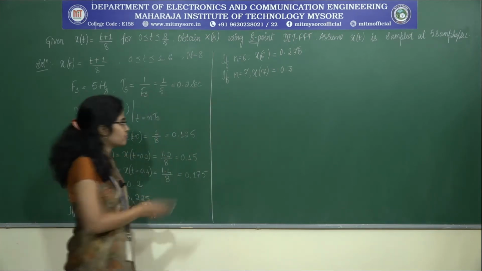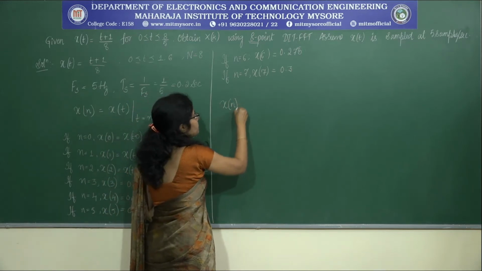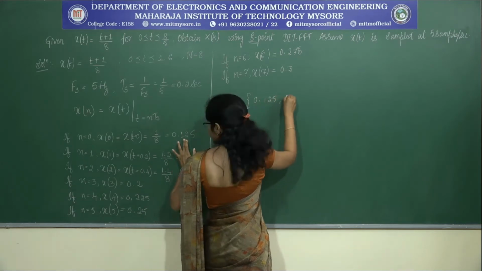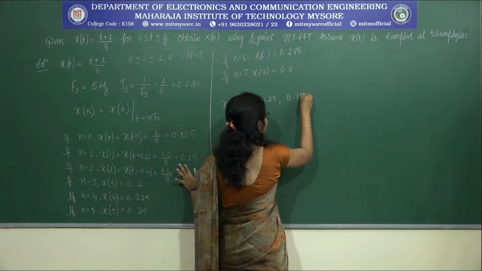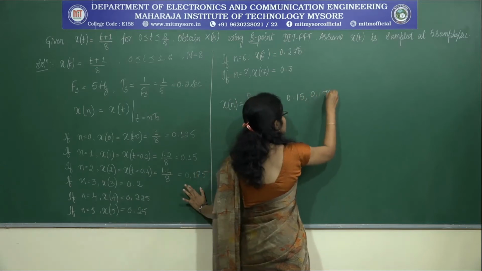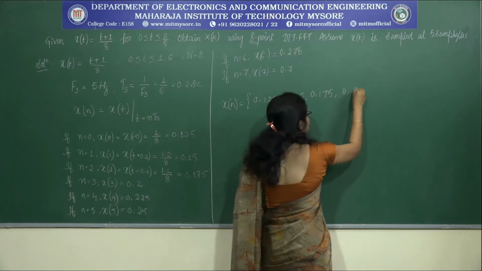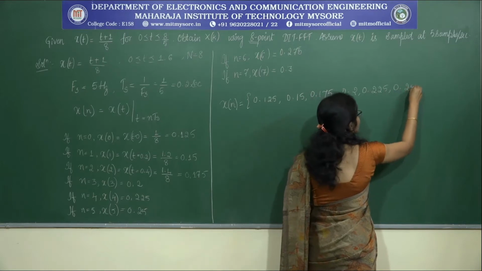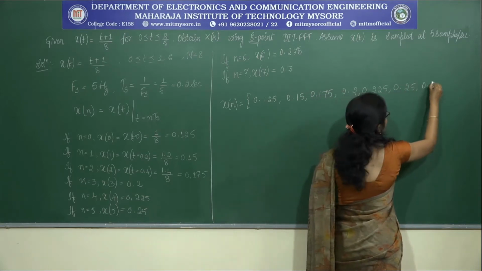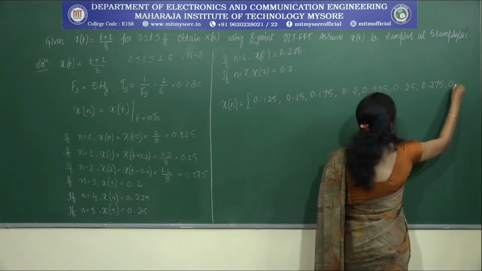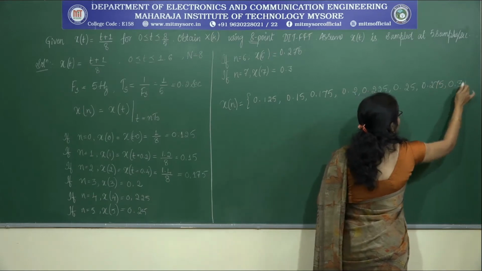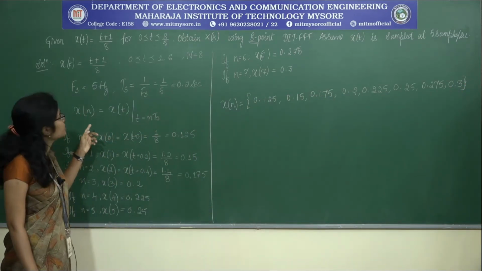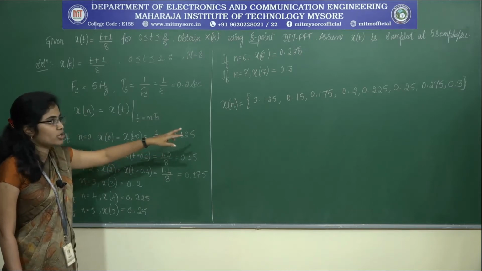Now we found out x of n, so let me write the sequence for x of n. So x of n will be equal to, x of 0 is 0.125, x of 1 is 0.15, x of 2 is 0.175, x of 3 is 0.2, x of 4 is 0.225, x of 5 is 0.25, x of 6 is 0.275 and x of 7 is 0.3. So like this, if they give x of t, that is time domain signal, we need to convert it into x of n. So now we got the sequence.